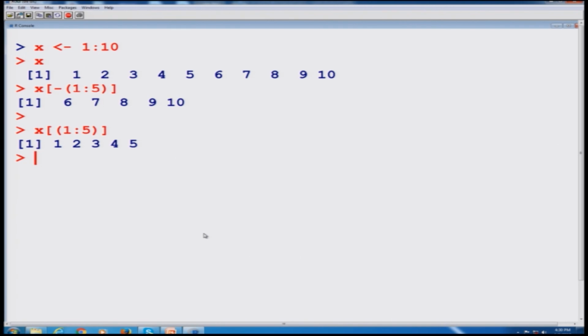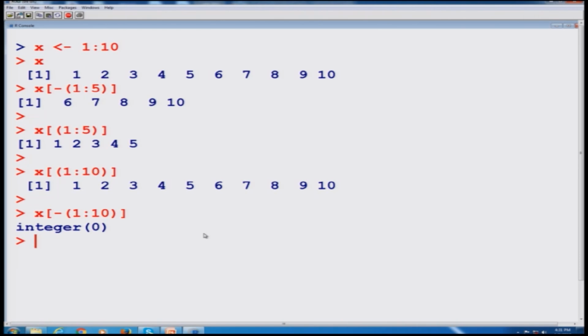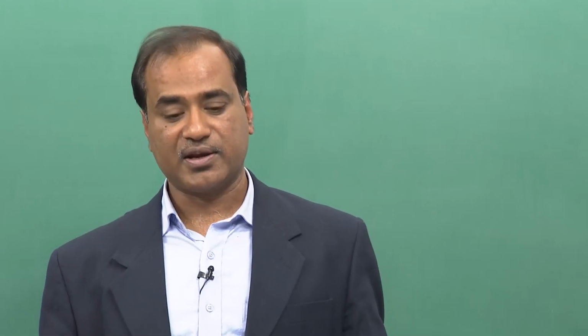Instead of starting from 1 to 10, that is starting from 10 to 1. For example, another way to write this sequence is to say the entire sequence x is 1 to 10 like this. But if I write it with this negative sign, you can see this is trying to say something else. What's really happening? You expected that it will give you the sequence 10 to 1. It does not happen. So, you have to be careful when you are playing with the index of a vector.